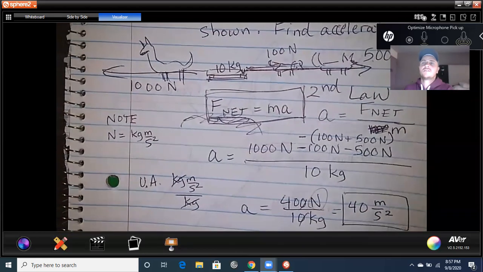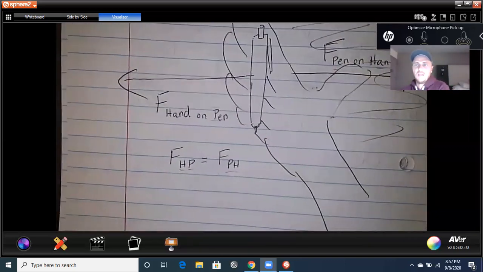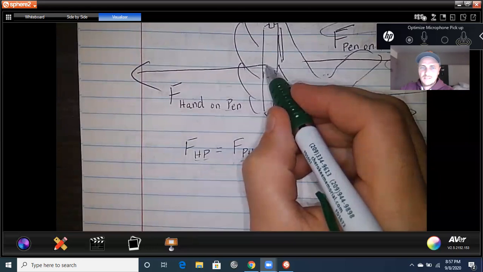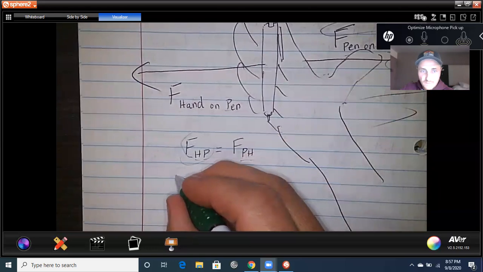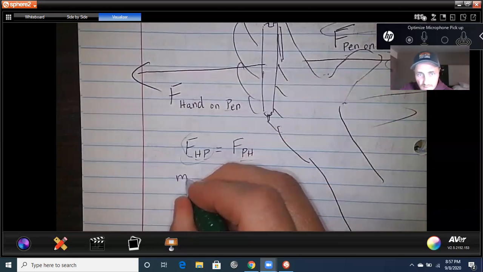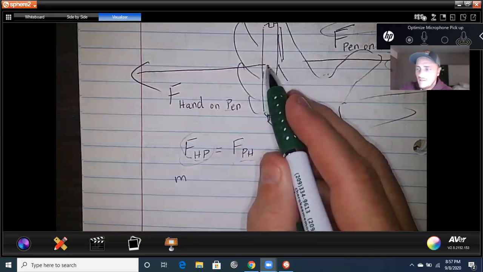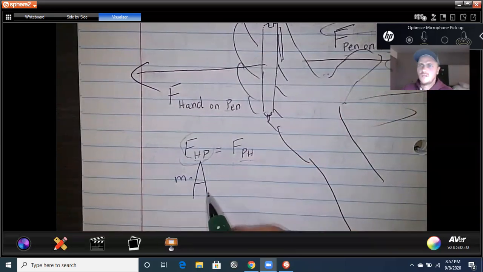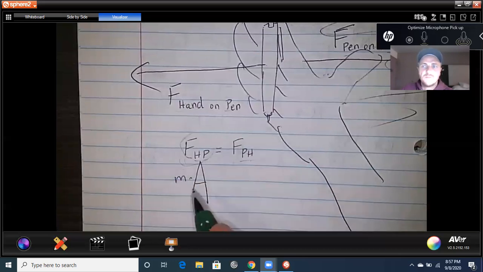Okay, so back to our in-hand example and the end of these notes. The pen's mass is incredibly tiny. So F_HP would equal the mass of the pen. Symbolically, I'm going to draw a little mass m. And you saw what happened to that pen, or you didn't because it was so fast. That pen had a tremendous acceleration. Little mass times a huge acceleration is equal to F_HP. Force is equal to mass times acceleration.